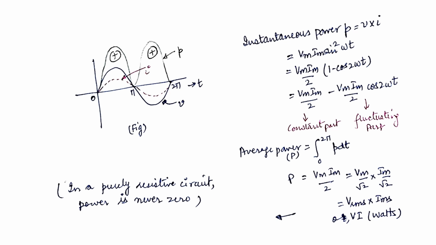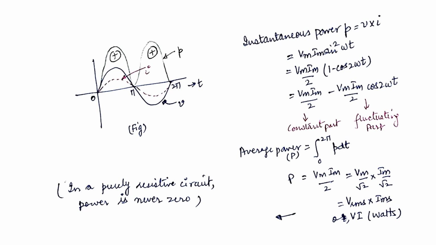Now, as the voltage and current are in phase, we can see in this diagram that we have drawn both the wave shapes for the current and voltage, and they are reaching their zero as well as maximum on either side at the same time. So we can say that both the quantities are in phase, that there is no phase difference between the two.